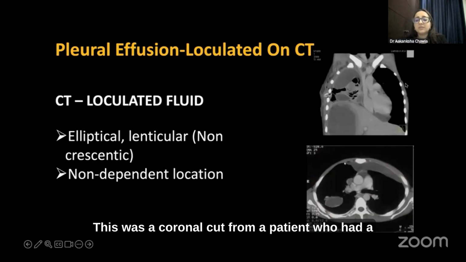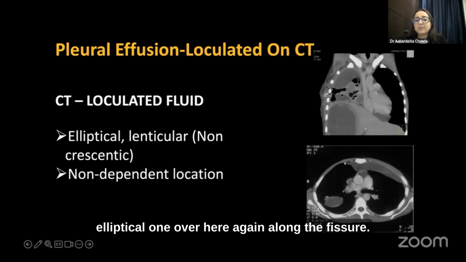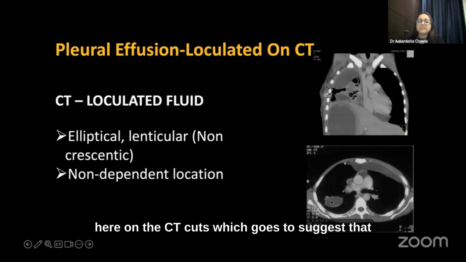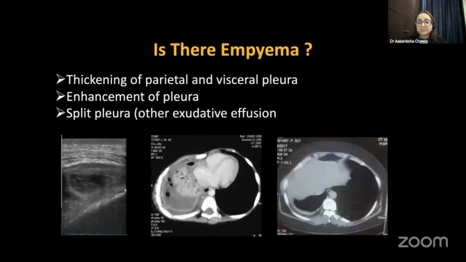Now this was a coronal cut from a patient who had a liver abscess, and you can see that there is a lenticular opacity over here of a loculated effusion and an elliptical one over here. Again, along the fissure, there is an elliptical opacity on the CT cuts, which goes to suggest that these are loculated effusions in non-dependent locations.